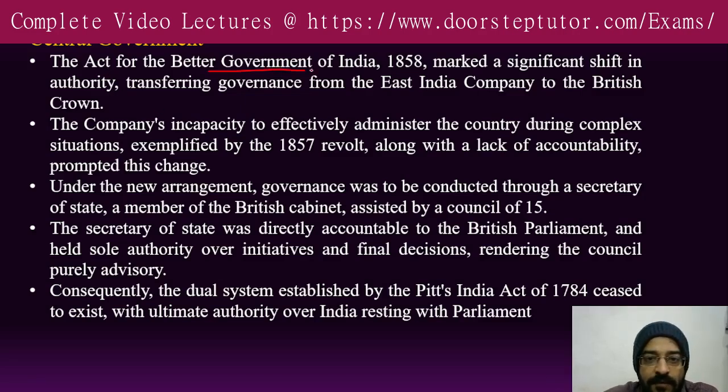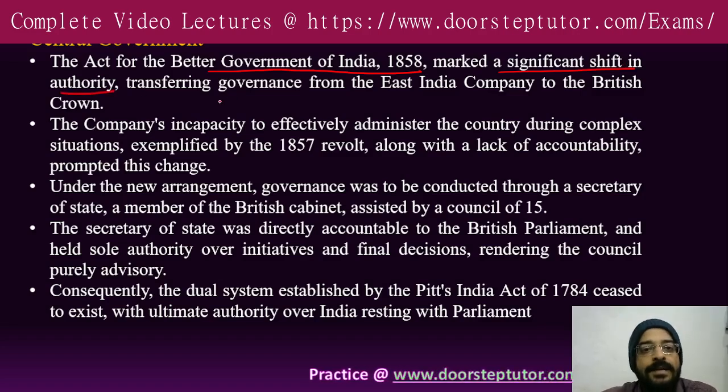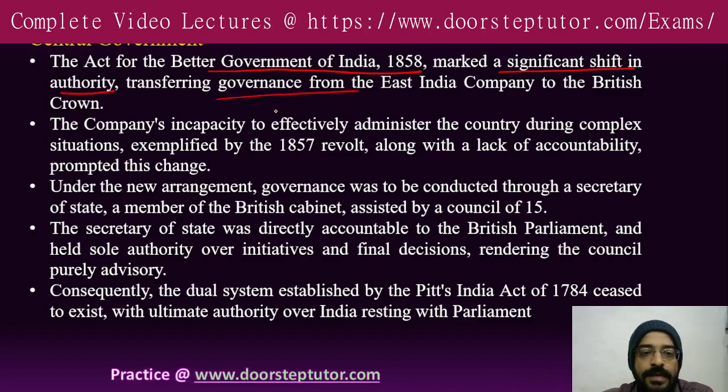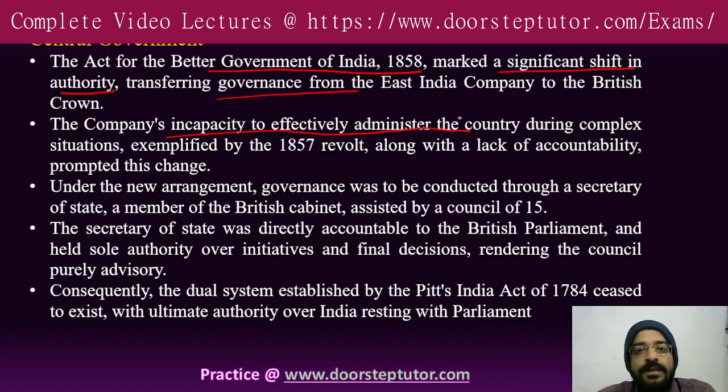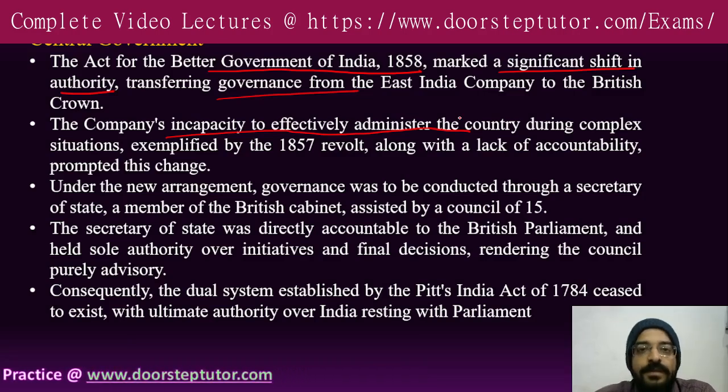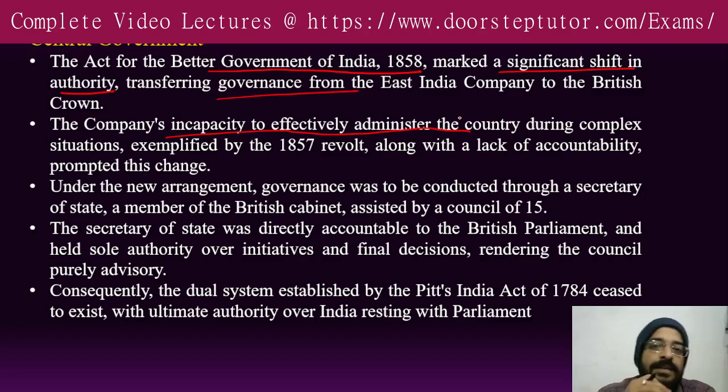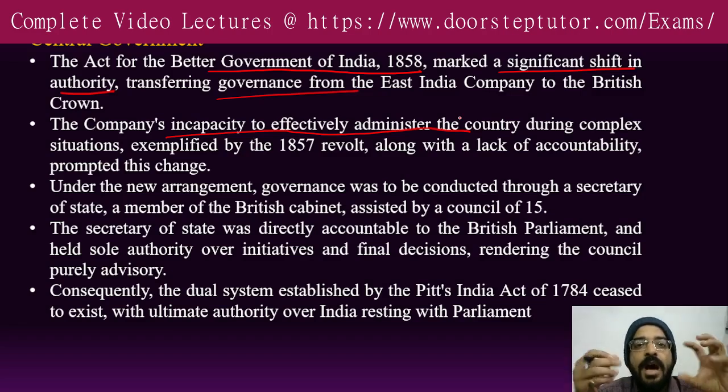The Act for the Better Government of India, in 1858, marked a significant shift in authority, transferring governance from the East India Company to the Crown. The company's incapacity to effectively administer the country was proven through the revolt of 1857, which also showcased the lack of accountability. After the 1857 revolt, the East India Company was not holding its officials accountable for the reaction that came from the Indians, and by 1858 the territories of the East India Company were under British possession.